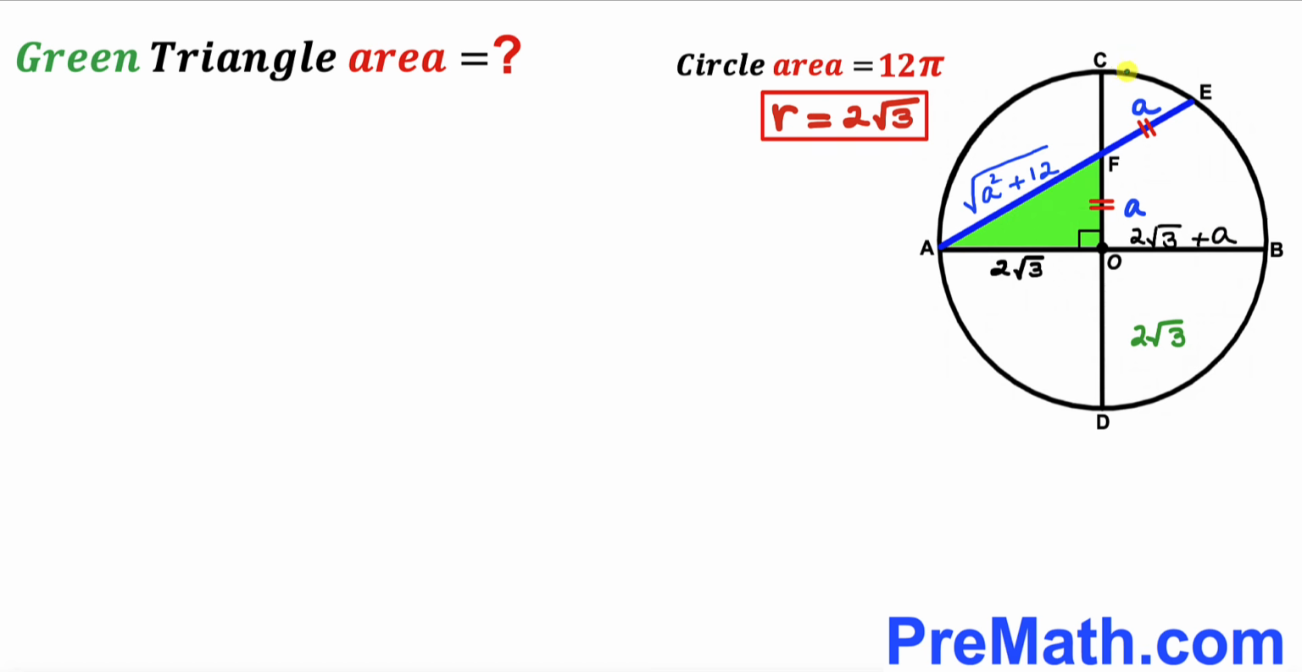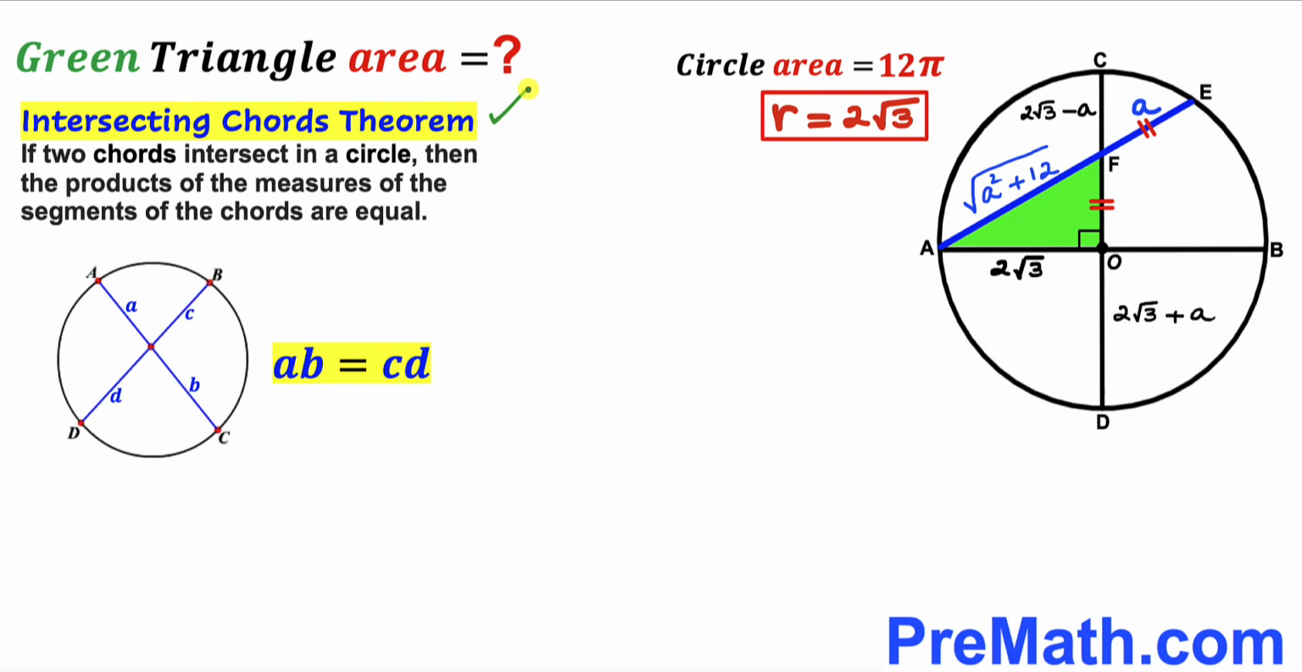And furthermore, we know this radius OC length is 2 times square root of 3 as well. And we know this segment OF length is lowercase a. So therefore, this tiny segment CF length has got to be equal to 2 times square root of 3 minus lowercase a. And now let's recall the intersecting chords theorem.